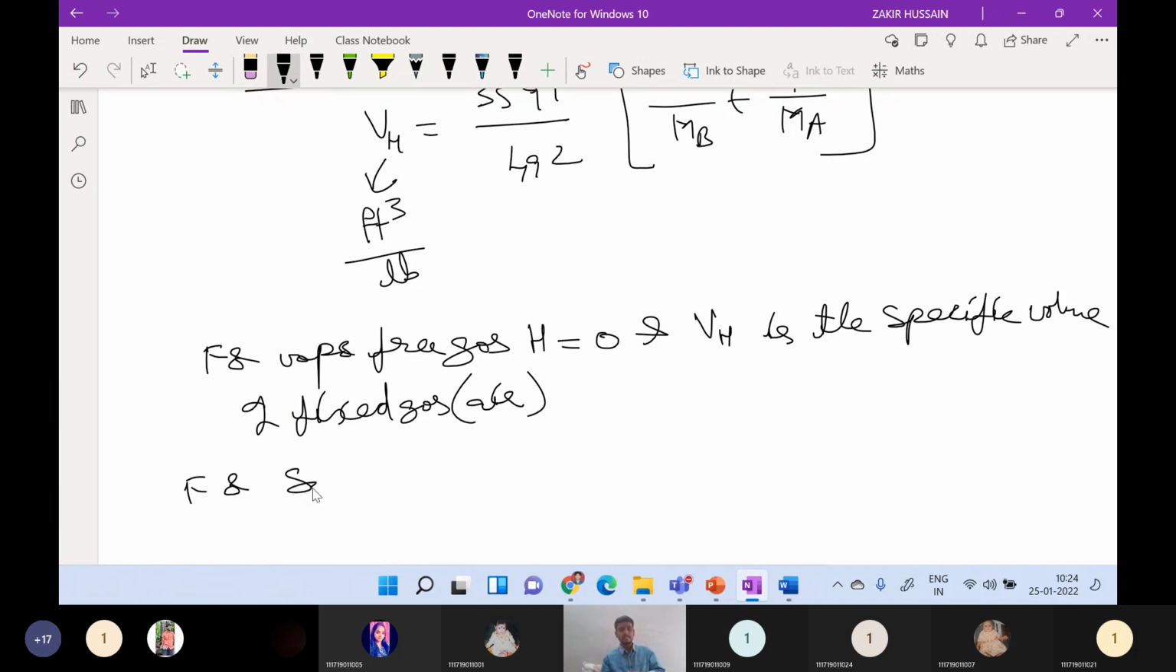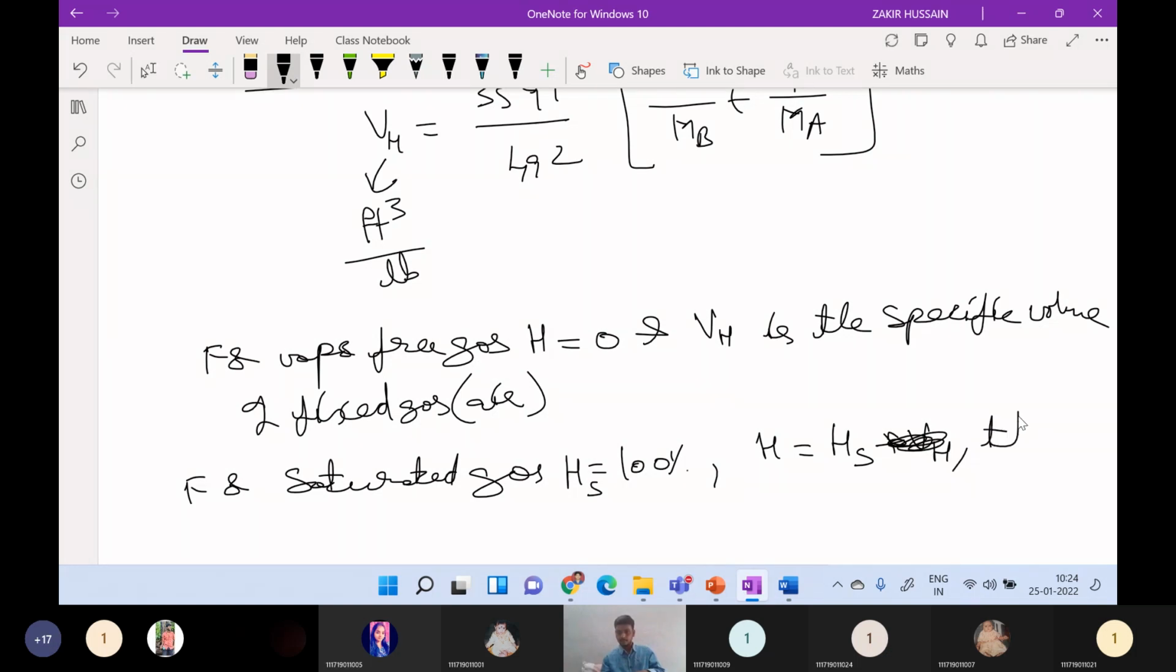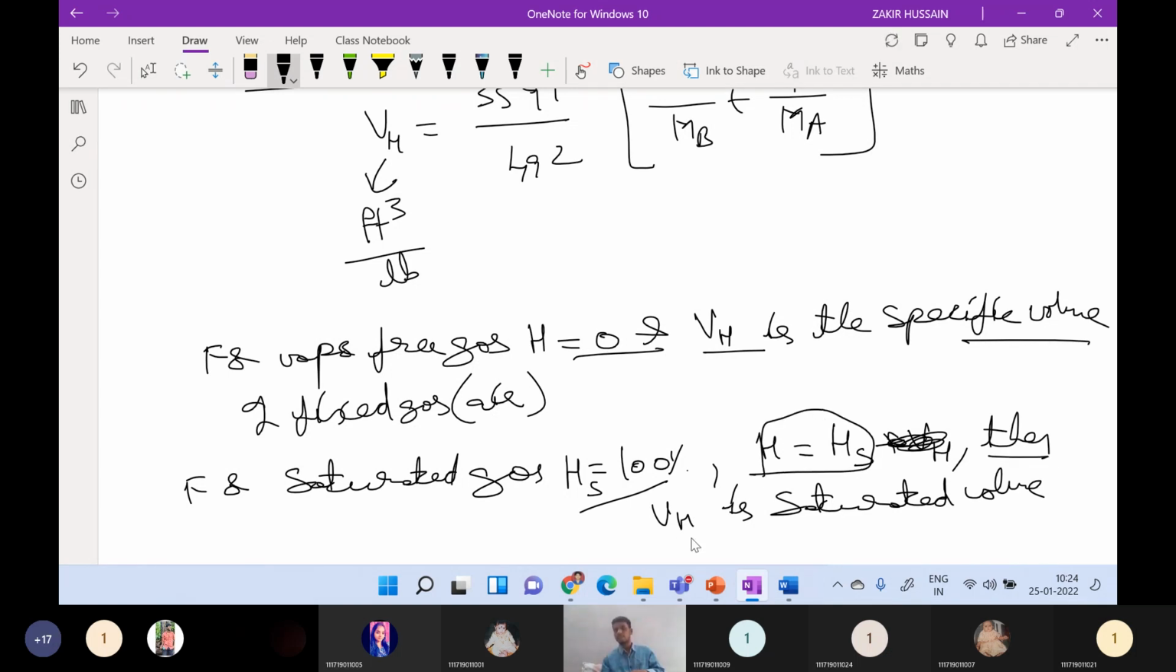For example, if there is a saturated gas, a saturated gas will have a humidity of 100%, H is equal to Hs. Then the humid volume will become nothing but the saturated volume. So if H is equal to 0, your VH will be the specific volume. If H is equal to Hs, under such condition VH is nothing but your saturated volume.